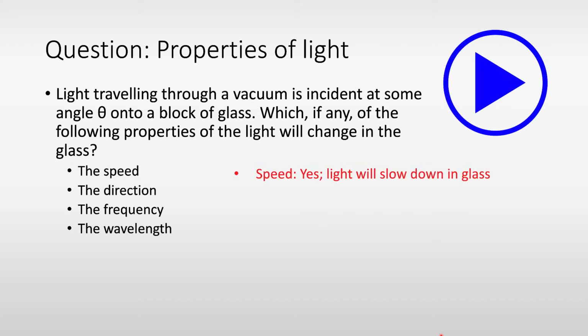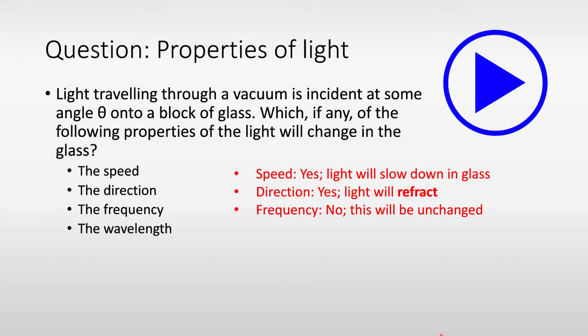Moving into the glass, the light will slow down. This is the interaction of the electric field of light with the electrons in the glass. The light will also refract, so we would expect its direction to change, and we'll talk more about that as we go through this part of the course. The frequency, however, will remain unchanged, and we'll talk more about why that is shortly. And the wavelength will also change as well.